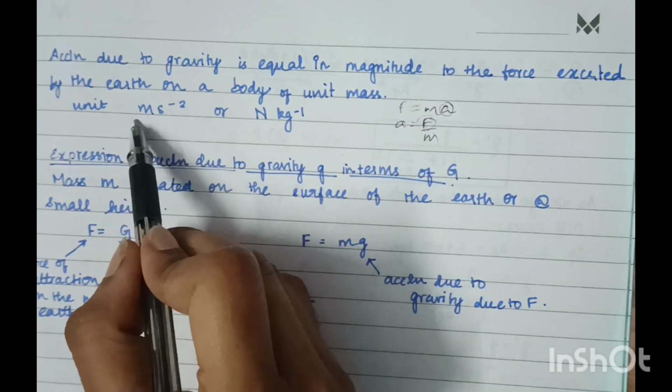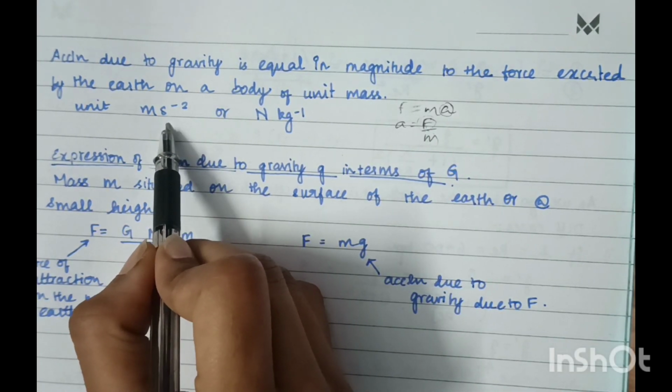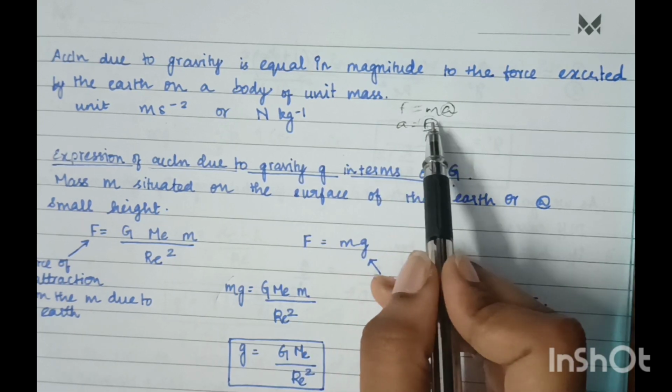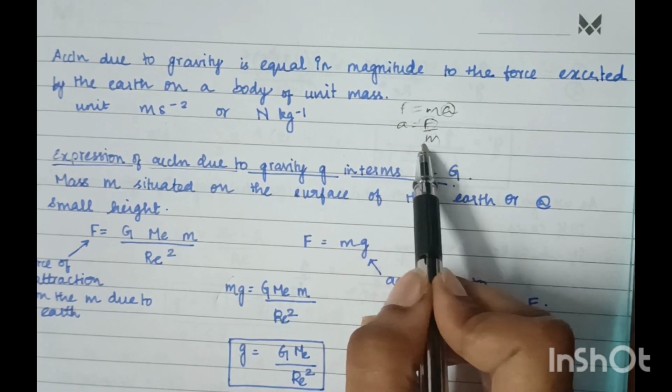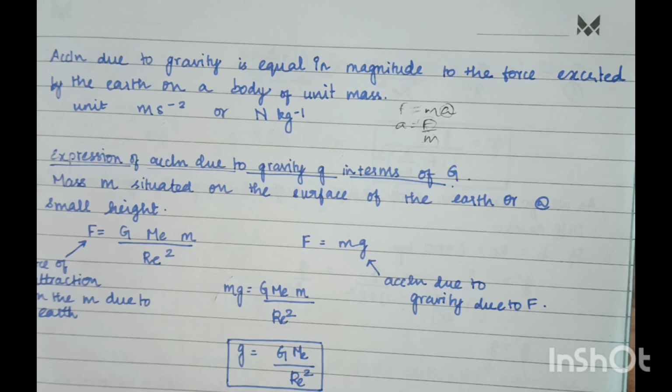What is the unit of acceleration? It is generally meter per second square, or from this we can write Newton by kilogram. So Newton per kilogram. That is what is said.